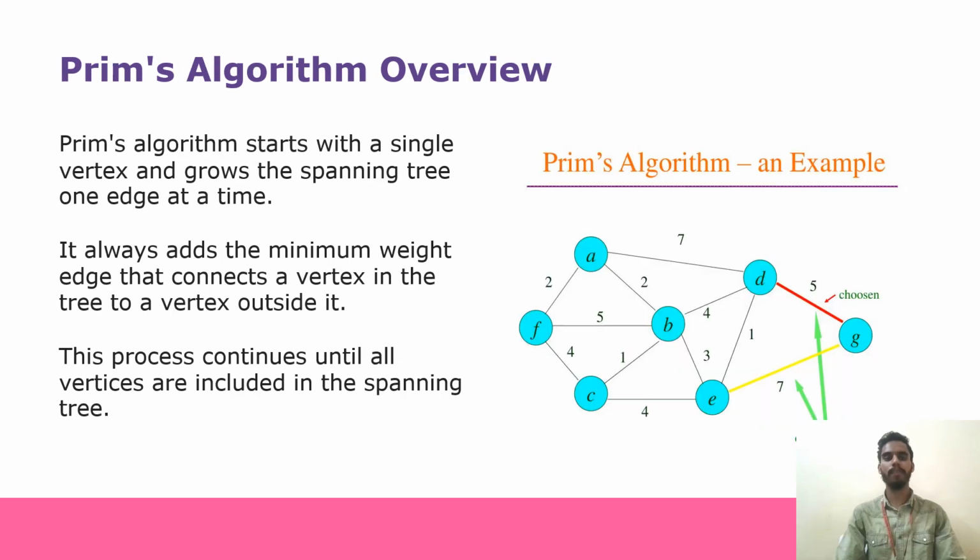In this slide, we can see the Prim's algorithm overview. Prim's algorithm starts with a single vertex and grows the spanning tree one edge at a time. It always adds the minimum weight edge that connects a vertex in the tree to a vertex outside it. This process continues until all vertices are included in the spanning tree.